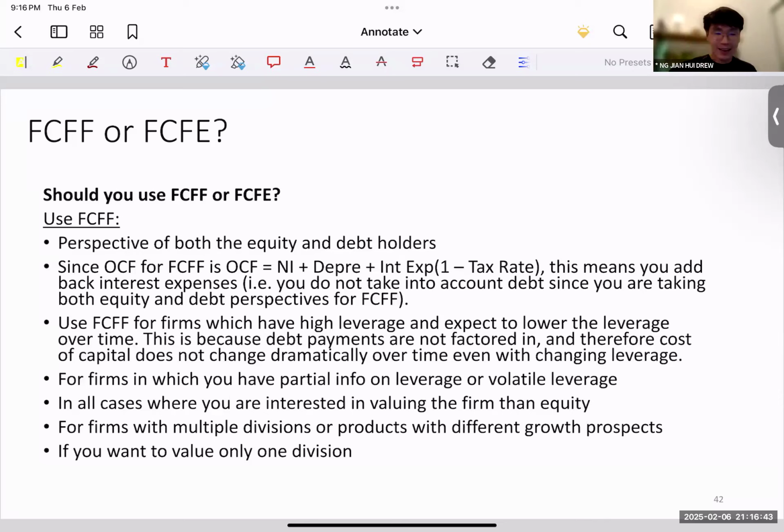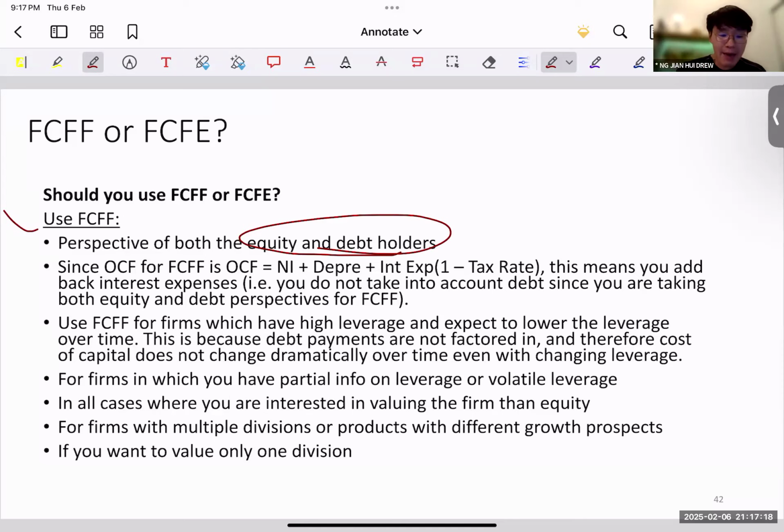Welcome to the last part of today's lecture. Okay, so just before you left off, we were talking about FCFF and FCFE. So the question is, when should you choose which valuation method, right? Of course, the most basic form is, what do you want to achieve? Are we taking both the perspective of equity and debt holders? And if yes, straight away we know we do the FCFF.